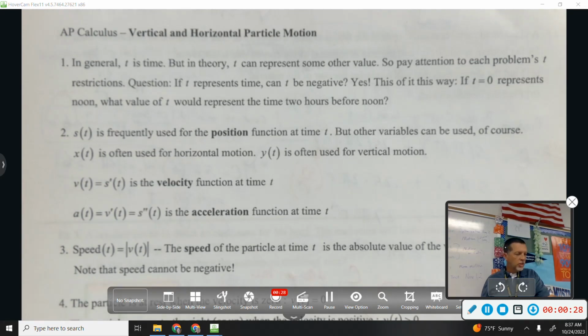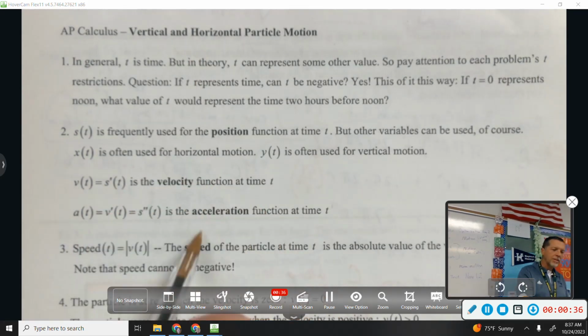A lot of notes on the first page, not a lot of things you got to write, but a lot of things you got to know. So hopefully you still have a pen in hand because we'll annotate a little bit as we go.